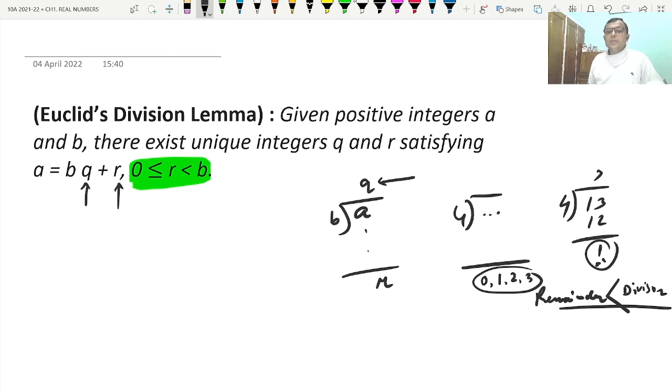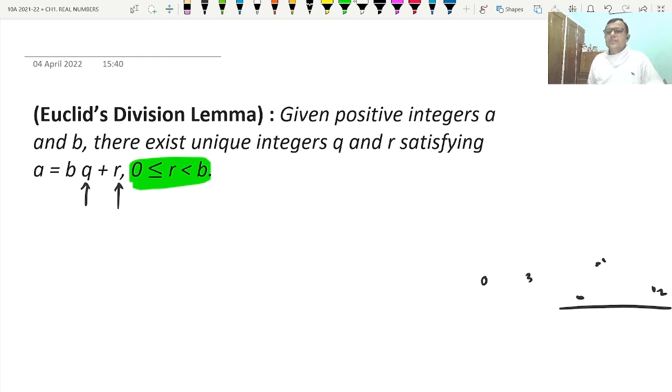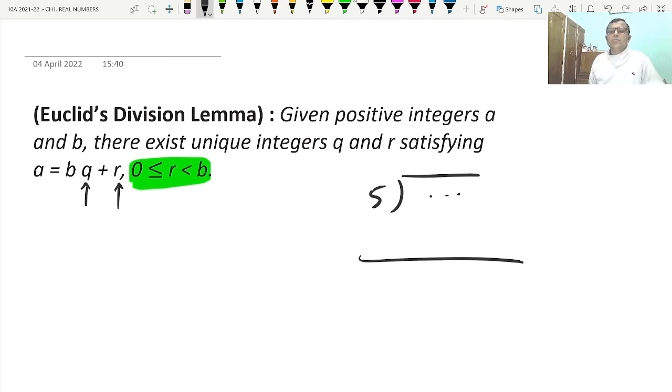The divisor cannot be equal to the remainder. Can the remainder be equal to 4? No. That is why it is less than B. You understood my point? So if you divide a number by 5, what can be the possible remainders? Can you tell me? It can be 0, 1, 2, 3, 4. These are the possible remainders.